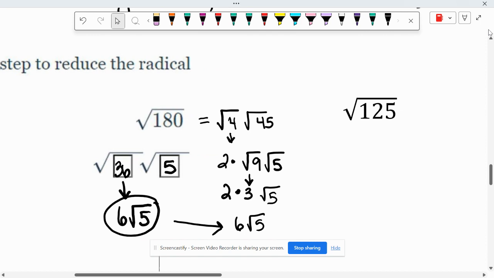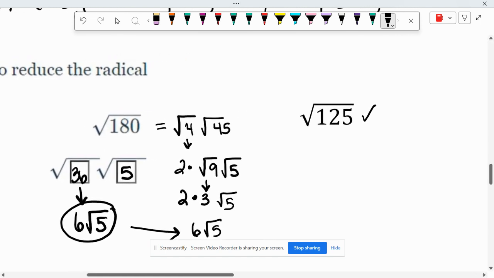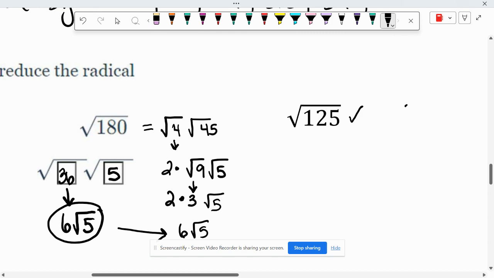So we're trying to divide by perfect squares. You're trying to take the number that's in the radical and divide it by the perfect squares. So let's see. Is 125 divisible by 4? No, it's not. Is it divisible by 9? No, it's not. Let's see. That's 3 times 3. What's 4 times 4? 16. Is it divisible by 16? No, it's not. What's 5 times 5? Is 125 divisible by 25?